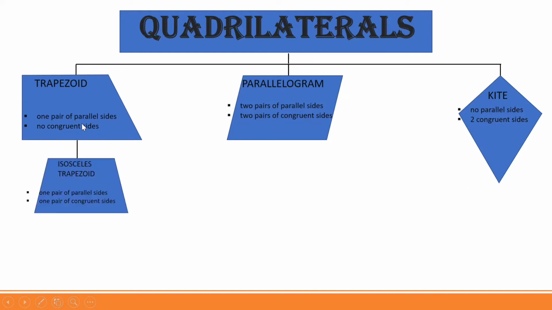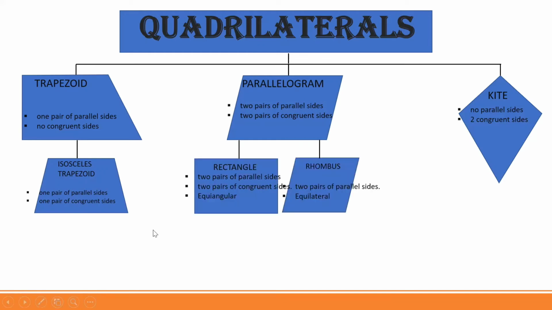Next, under trapezoid, the isosceles trapezoid. An isosceles trapezoid has one pair of parallel sides. So this side is parallel to this side, and one pair of congruent sides. Meaning, this side is congruent to this side.